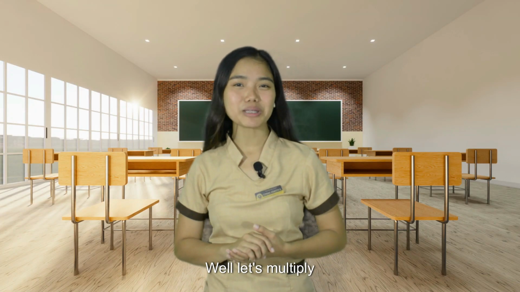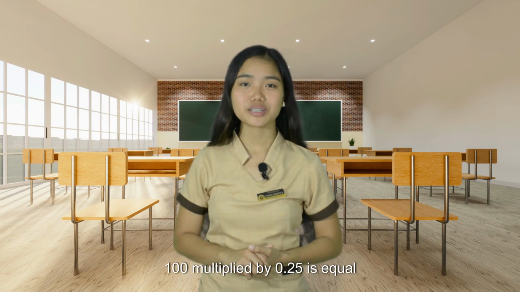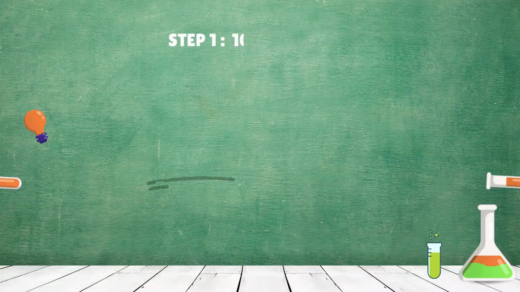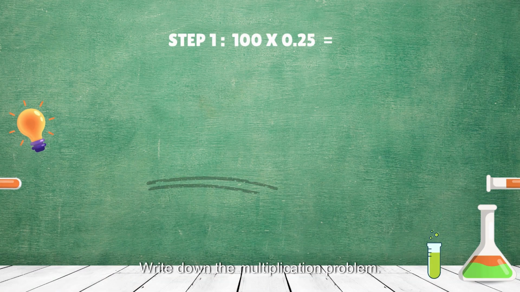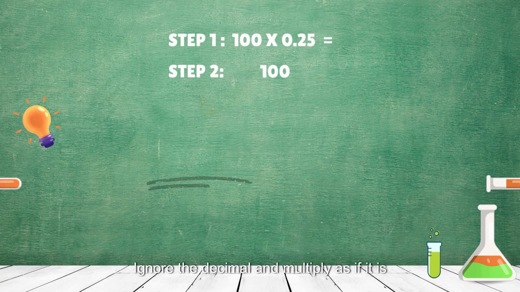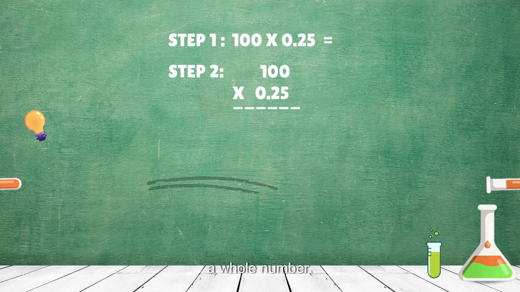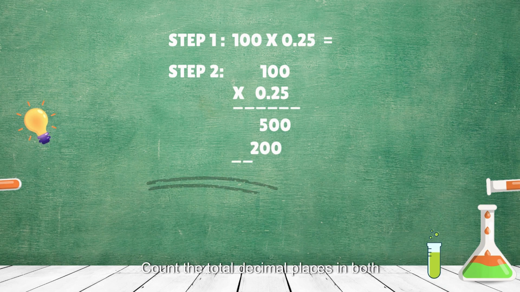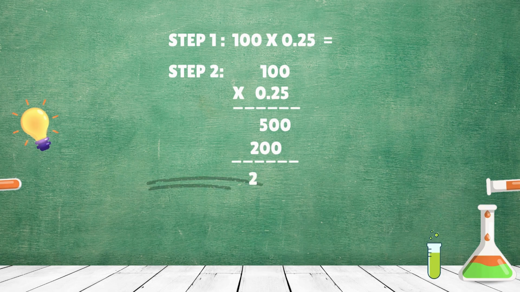Well, let's multiply. 100 multiplied by 0.25 is equal to? Step 1. Write down the multiplication problem. Step 2. Ignore the decimal and multiply as if it is a whole number. Step 3. Count the total decimal places in both numbers.